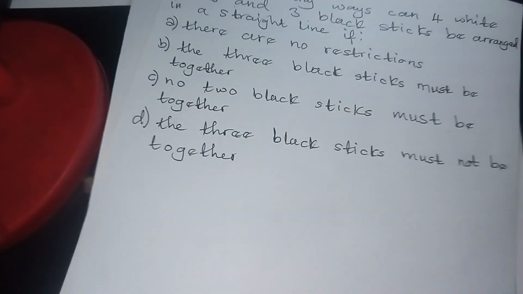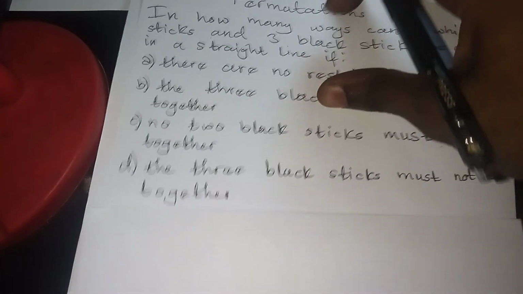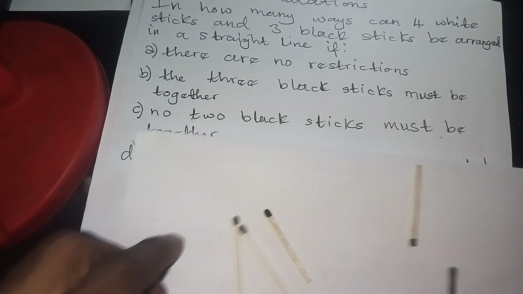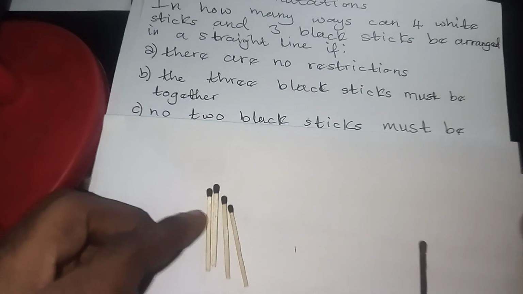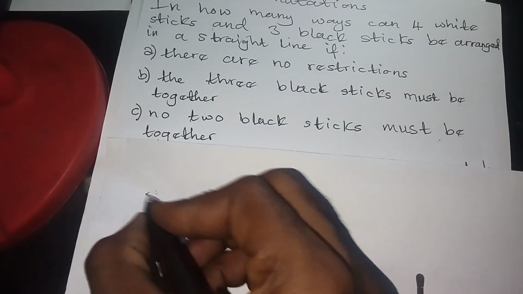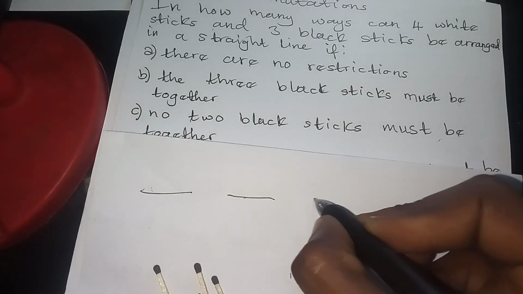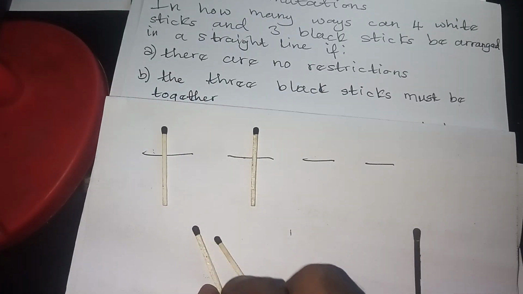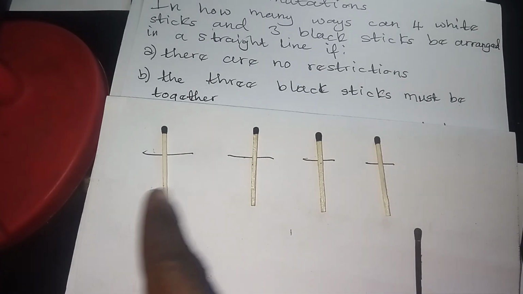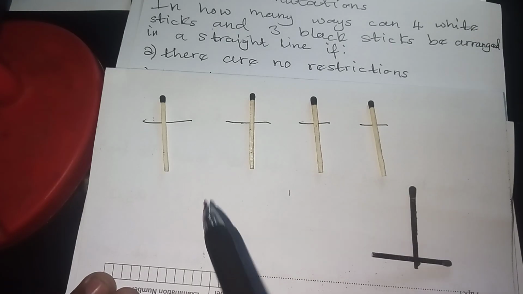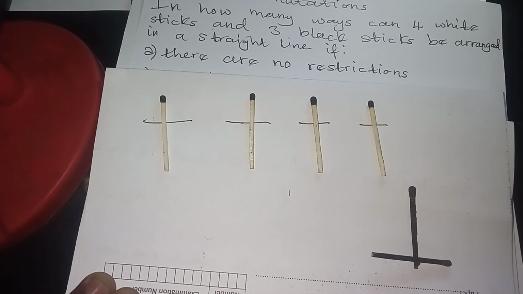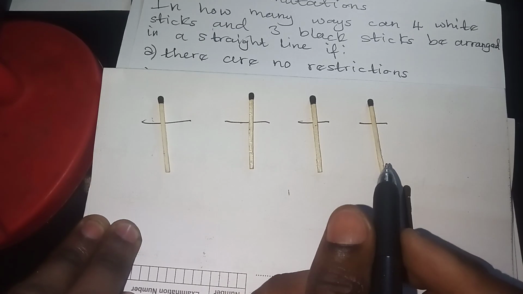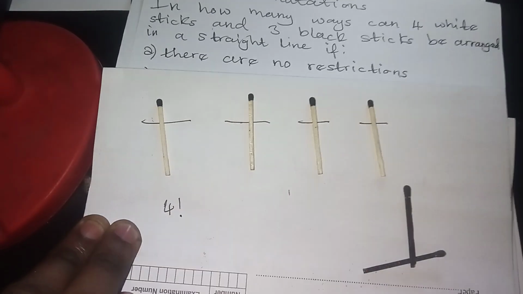So you just arrange the white sticks first. Remember, you have no problem with white sticks. You can arrange them in any order. So you can say 1 white stick here, 1 white stick there, 1 white stick there, and 1 white stick there. So let's do that. So you arrange them like that. So now, in how many ways can you do this? Remember, to arrange n objects without restrictions, you can just say n factorial. So you can arrange these 4 sticks in 4 factorial ways.